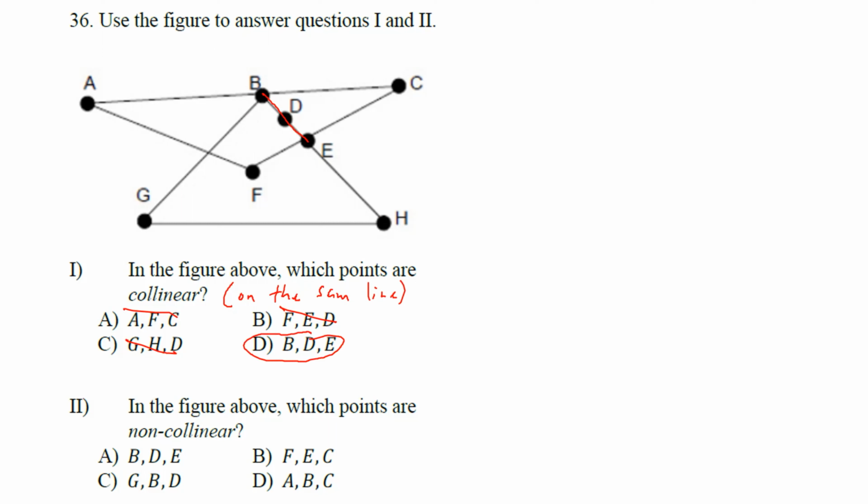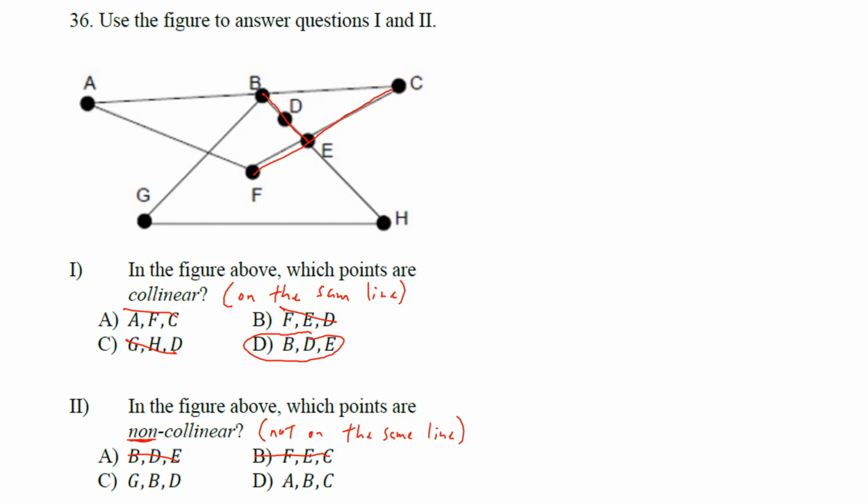Now, the next one down says non-collinear. So again, they just took the word collinear and added non in front. So that means not on the same line. All right, so we have BDE, which we know that those are on the same line. Then we have FEC, FEC. Those 2 are on the same line. Then we have GBD, GBD. Those look to be on different lines. So I think C is our answer.